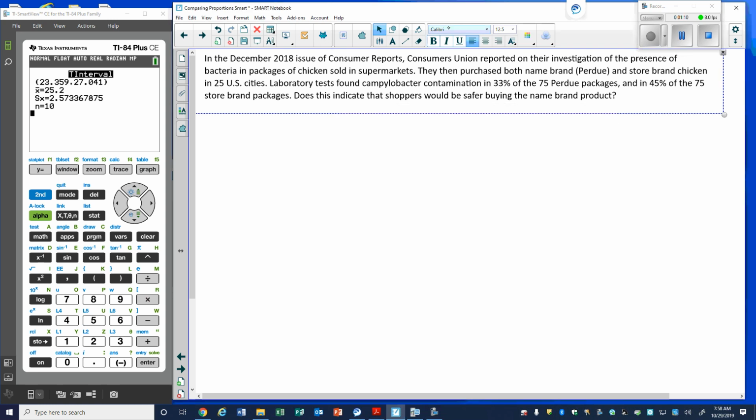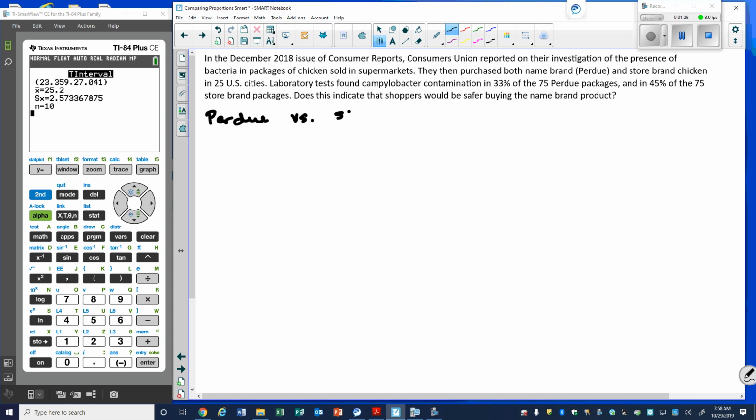Okay, so what happens is we are comparing two different things. We are comparing this Perdue name brand chicken versus just a generic store brand chicken, and we're trying to see if one may have more contamination than the other.